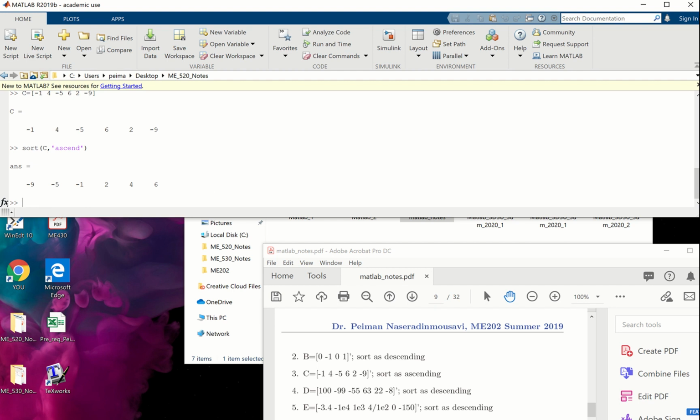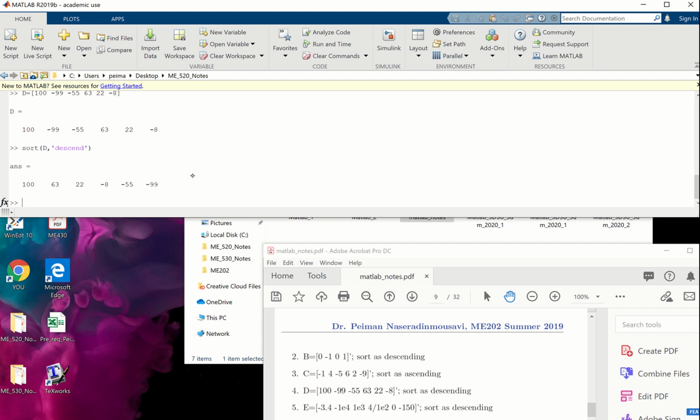Now part D. You have to change this and make it 100, 100, -99, -55, 63, 22, and -8. Now I ask that you sort in descending order. So up arrow, and here you only have to put D, the vector D, descending. Bingo. From the largest number, positive 100, going to the smallest number, which is negative 99.